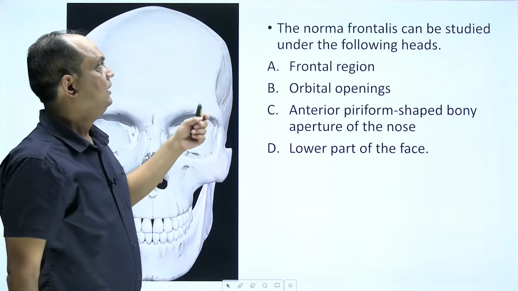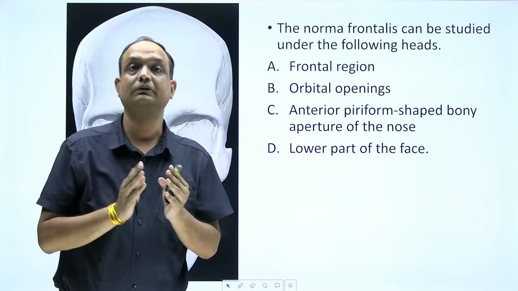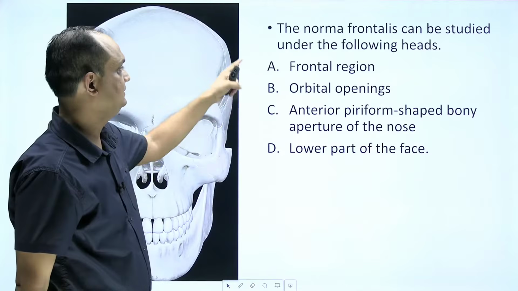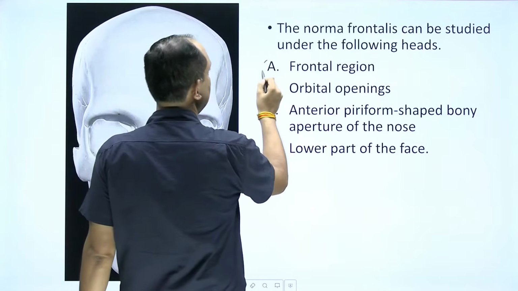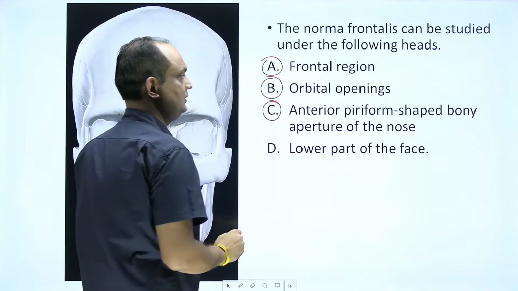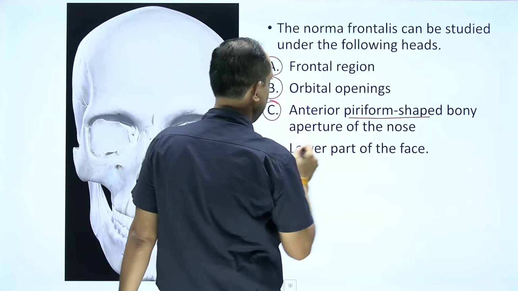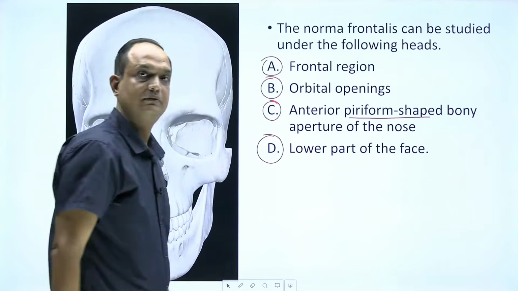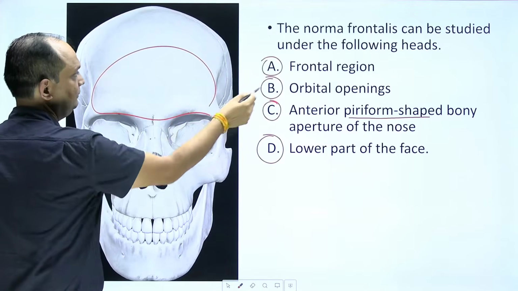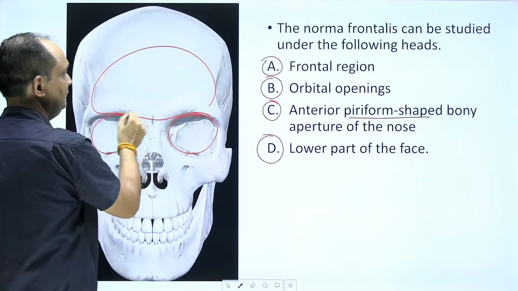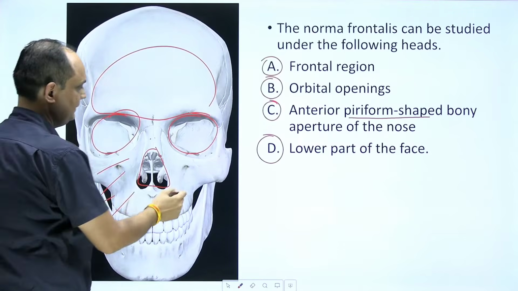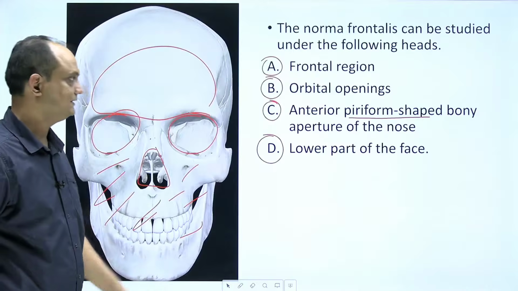Now, what are the areas of study on Norma Frontalis? If I want to read the Norma Frontalis, I will divide it into 4 parts: the frontal region, the orbital region, the anterior nasal aperture which is pyriform in shape, and the last part, the lower part of the face. So this is your frontal region. Clear? Then you will have the orbital openings, then your nasal aperture, and then the remaining part of the face. So let's discuss one by one.